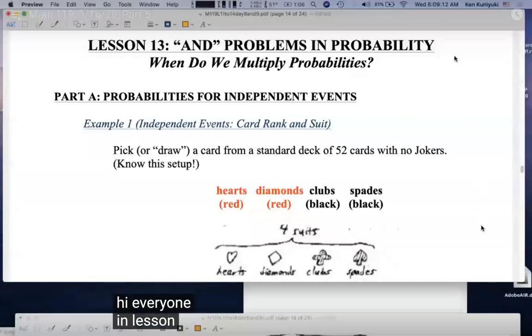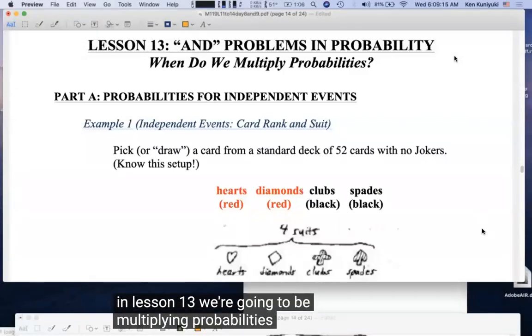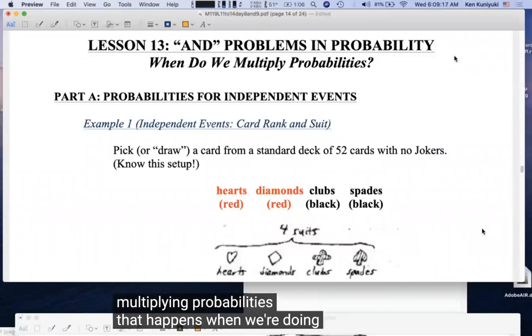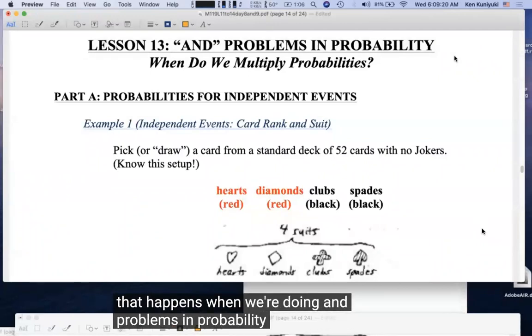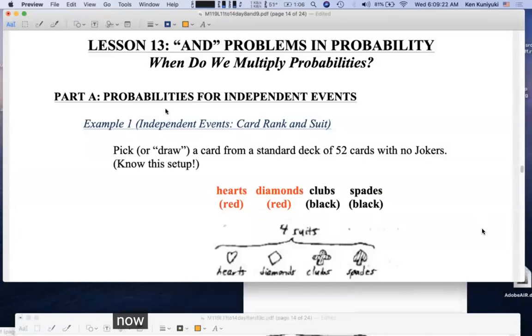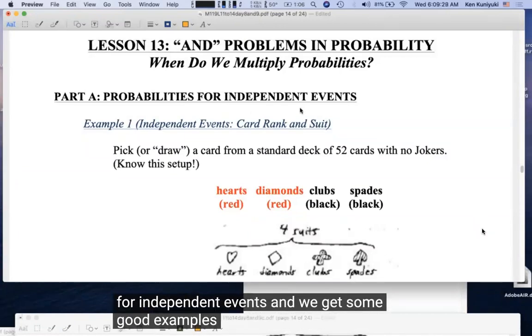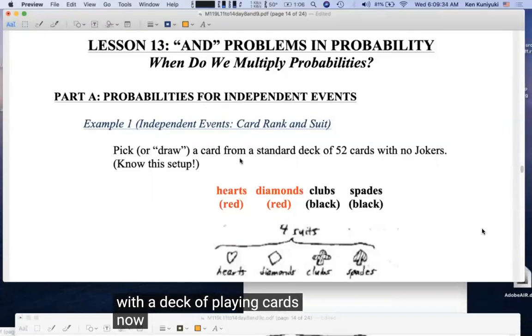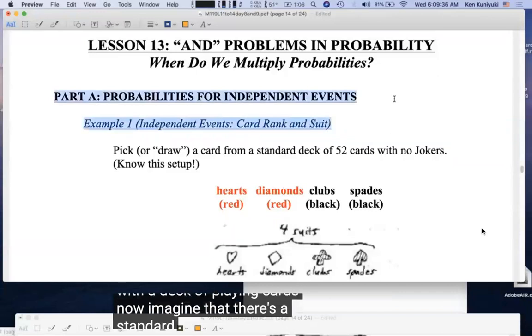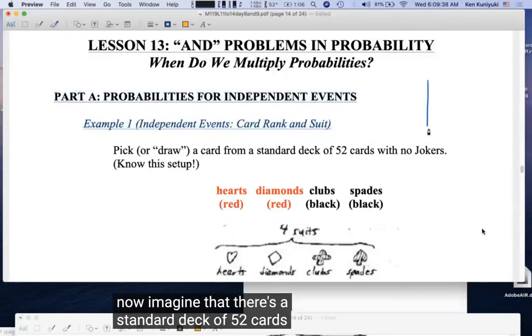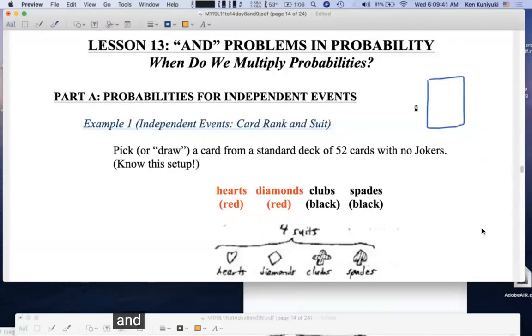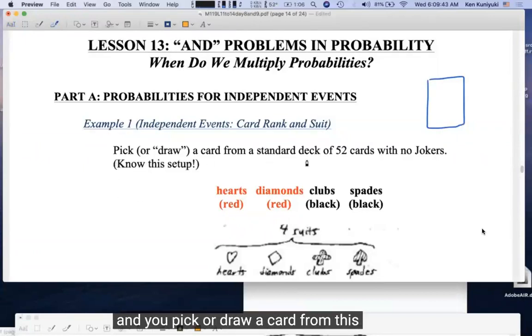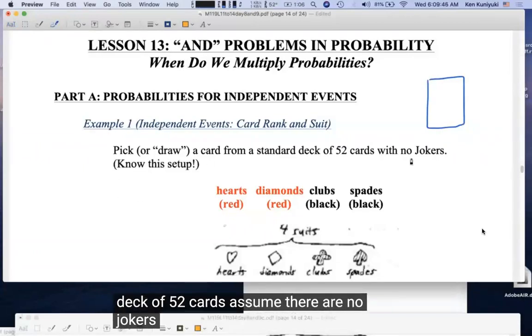Hi, everyone. In lesson 13, we're going to be multiplying probabilities. That happens when we're doing and problems in probability. Now, these probabilities are most easily calculated for independent events. And we get some good examples with a deck of playing cards. Now, imagine that there's a standard deck of 52 cards, and you pick or draw a card from this deck of 52 cards. Assume there are no jokers.